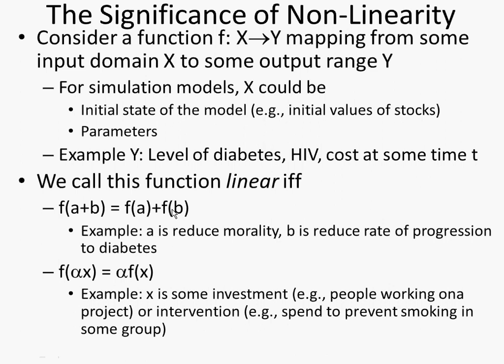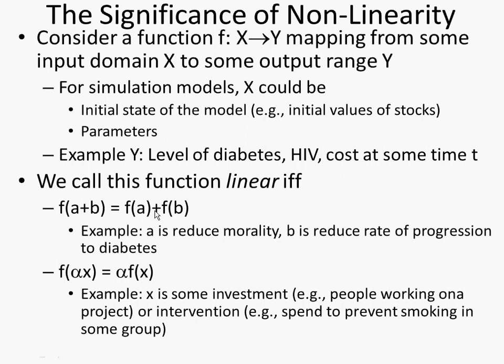We could flip them around, so whichever comes first. Here the F is outside of the plus, and here the plus is outside of the F. We compute F of A, F of B, and we add them together. Here we add them together first, and then we apply F to the result. Here we take F for each part, and then we add them together. So we call a function linear if it exhibits this property, okay?